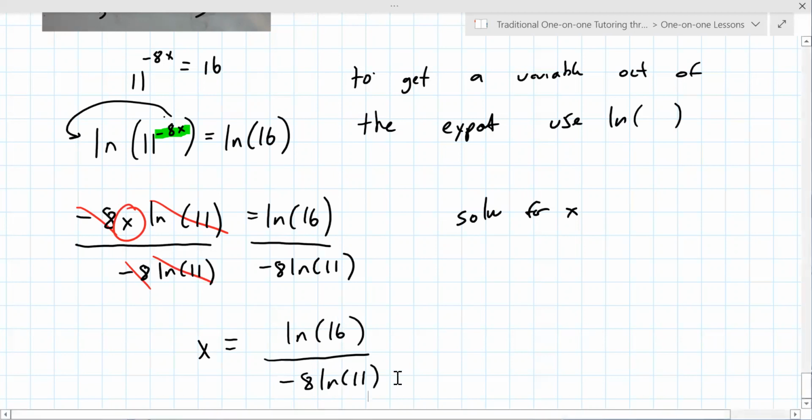Now, in terms of entering this in your calculator, what kind of calculator are you using? A TI-84. Now, you might have a fraction template in yours. If you don't, you have to put an extra parenthesis around the bottom because the calculator doesn't know that you want to divide all of that.